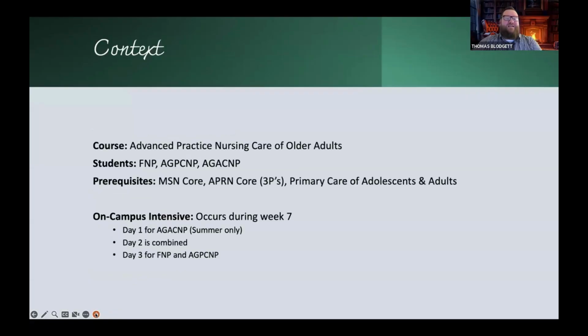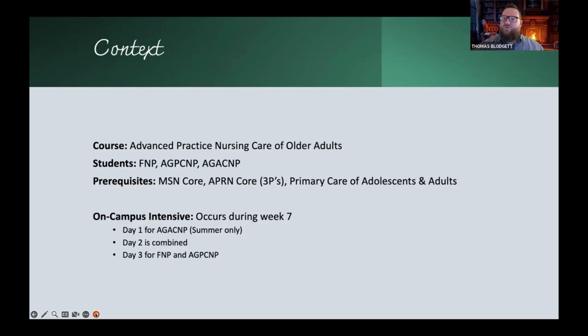So the context of this simulation is that it fits within what we call one of our on-campus intensives or OCIs. So for all of our NP majors, we have, I think, 8 of them now. We bring students on campus for 2 to 3 days of a workshop style skill building and community building experience. And this one fits within my course, which is Advanced Practice Nursing Care of Older Adults, which is required for students in our FNP, Adult Gero Primary, and Adult Gero Acute NP programs.